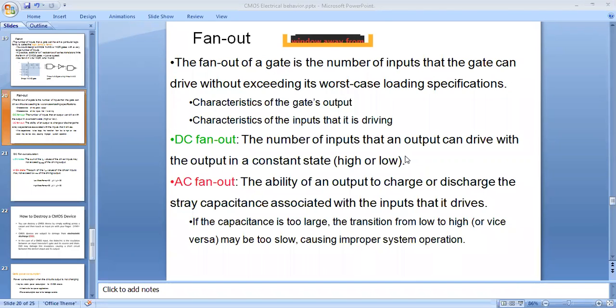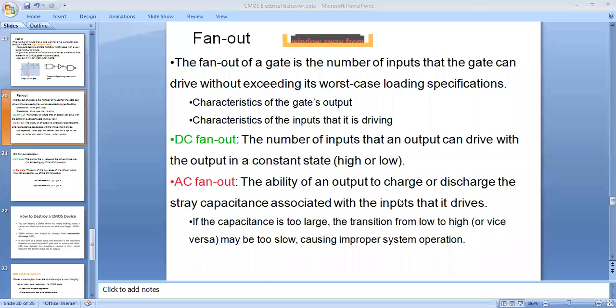So in AC, in AC behavior, that is dynamic, meaning changing. So in that dynamic state behavior we always observe the stray capacitance effect. So that is AC fan out. Here again we studied deeply the dynamic state electrical behavior in this topic. So totally here you just briefly understand the difference between AC fan out and DC fan out.